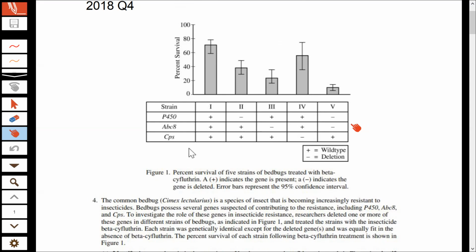Because strain 2 doesn't have all of them there. Right. You could, but if we compare it, I mean, there's only one thing different. So the main problem with doing that, right, is potentially you could have some kind of interaction factor. And this is sometimes even possible: if we just looked at 2 and 5, ABC8 alone may not actually make a difference. It may only make a difference when combined with P450, right? So that's why we really need to use the control.